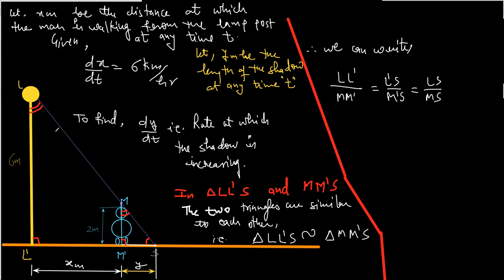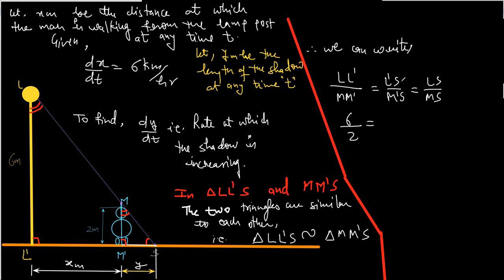Now in this, this LS and MS, I will ignore. What is LS? See, this is LS and this is MS. Ignore this, we are not interested. The rest I will take care of. So here I write, see, just ignore this. L dash, what is L dash? 6 meters. So 6 meter upon M dash is 2 meters. So 6 meter and 2 meter cancel.